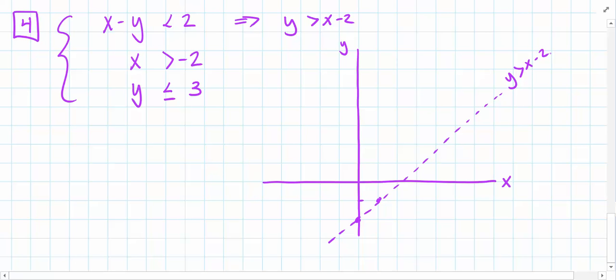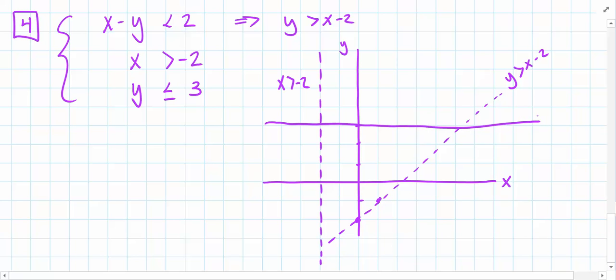Then I'm going to go to my next inequality that says x is greater than negative 2. So I'm going to go to negative 2, and I'll have a dashed line here. And this is going to be x is greater than negative 2. That's going to be that one over there. And then finally I have y is less than 3. So I'm going to go up 3 on the y-axis, 1, 2, 3, and draw a solid line. And this is going to be the inequality y is less than or equal to 3.